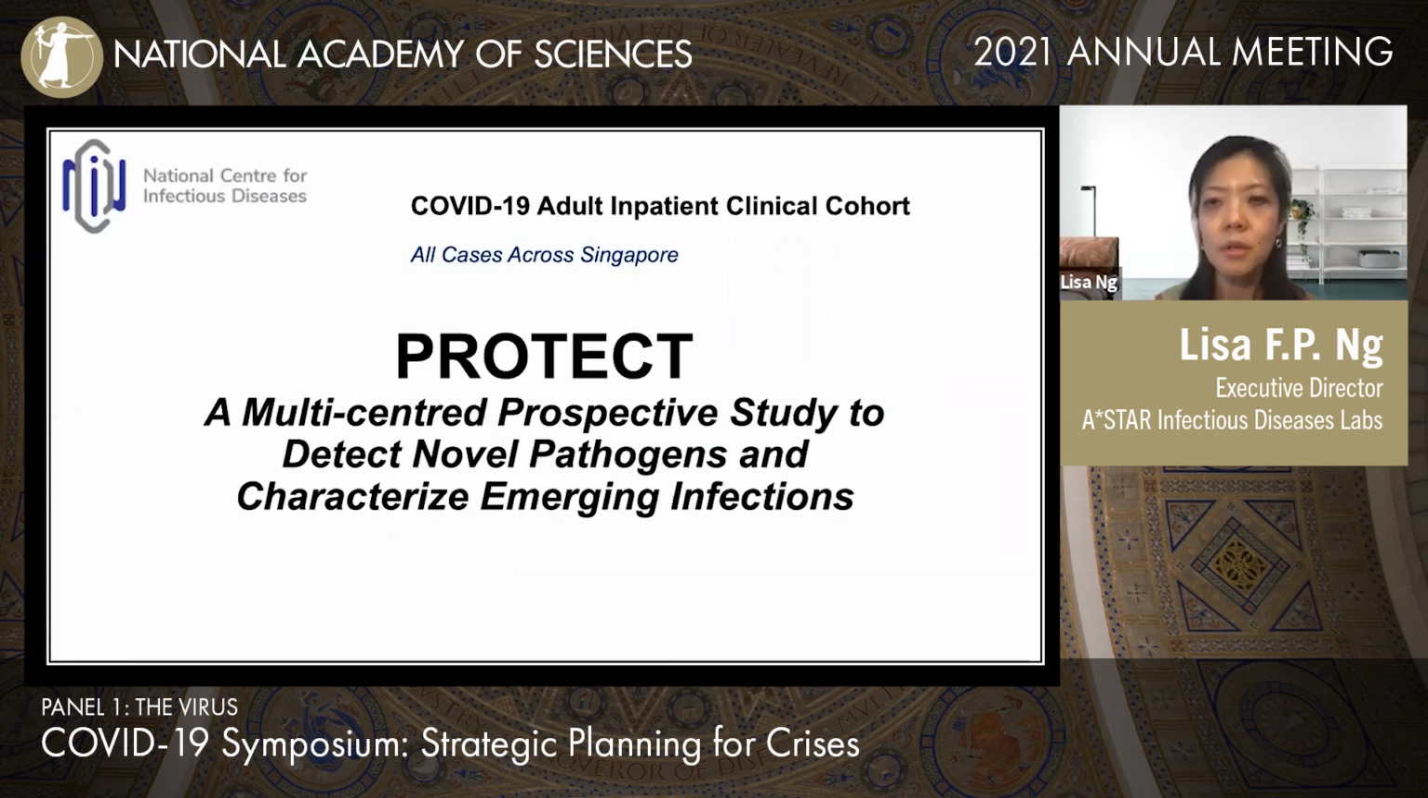Now in Singapore, the study for COVID-19 was predominantly driven by the National Center for Infectious Diseases under this study called PROTECT. Now it is a multi-centered prospective study to detect novel pathogens and characterize emerging infections. Interestingly, this protocol was not written specifically for COVID-19, but rather it was written for pathogen X. And the protocol was actually put up a couple of months before we had the first case of SARS-CoV-2 infection.